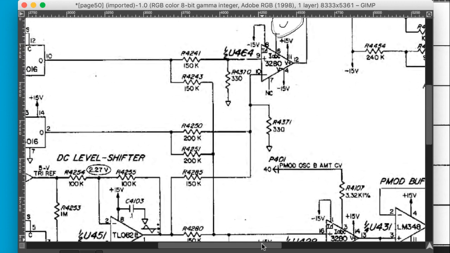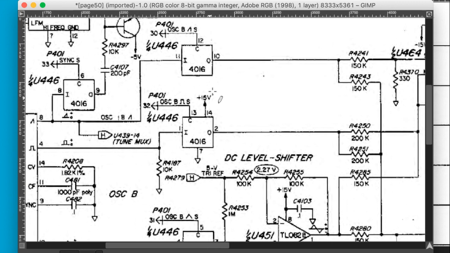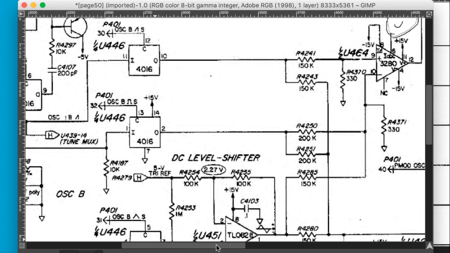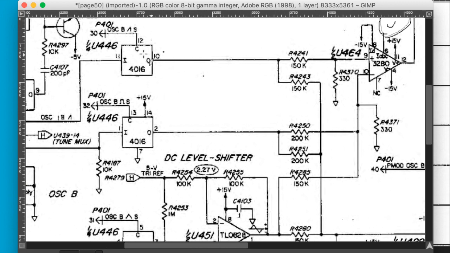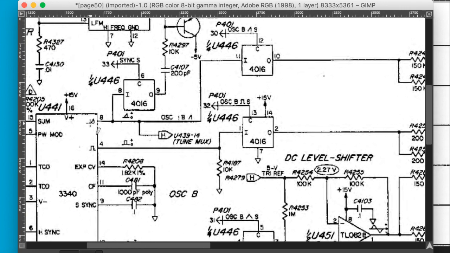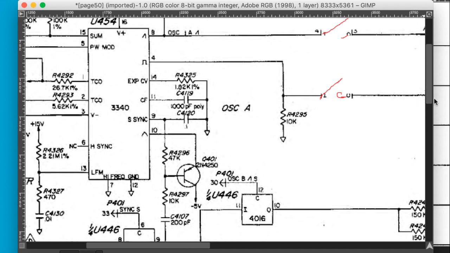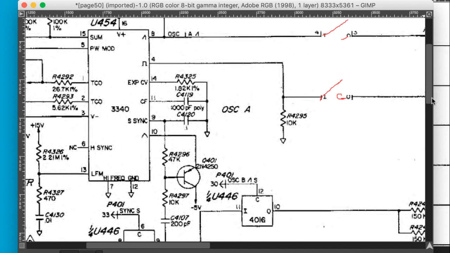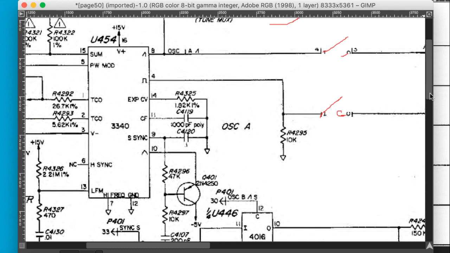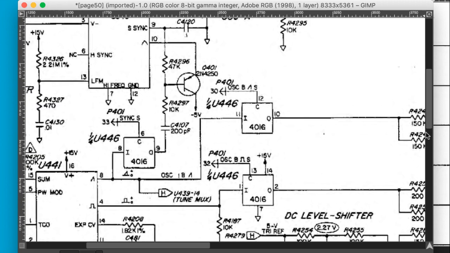Okay, so like above with A, we have CMOS switches controlling whether the sawtooth and the pulse get mixed in. This 10K on the pulse is probably some sort of pull-up. I would have to go look at the 3340 data sheet, because notice the sawtooth doesn't need it, but it looks like this guy does.